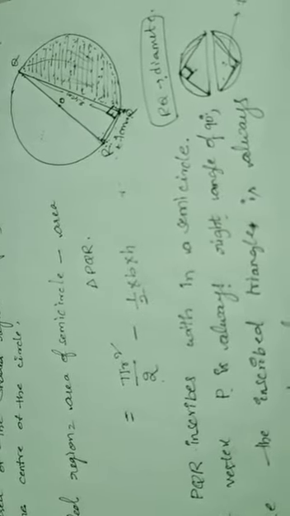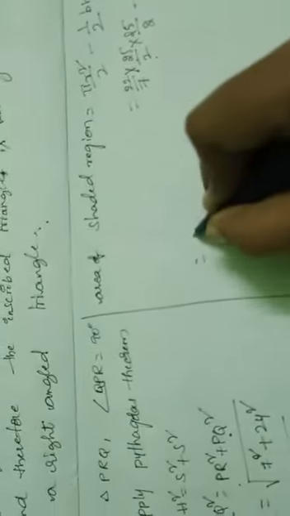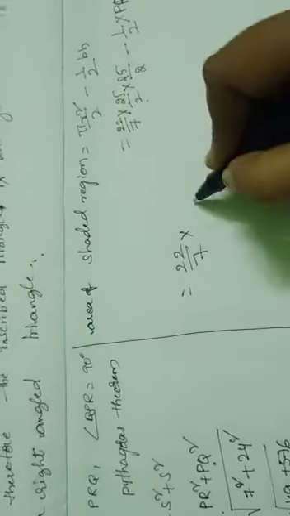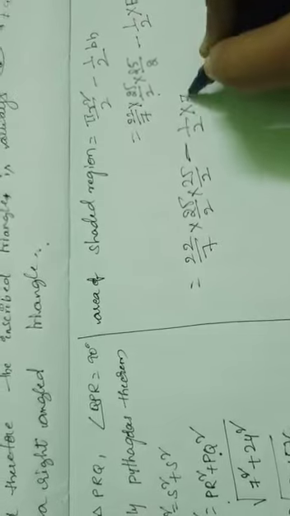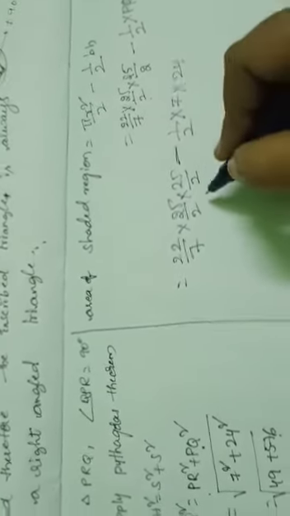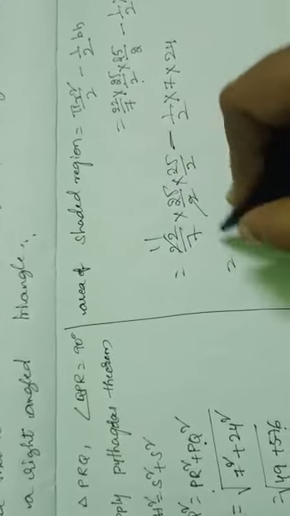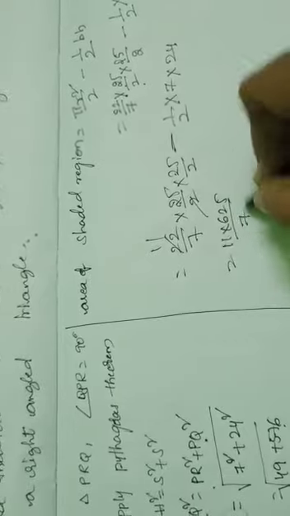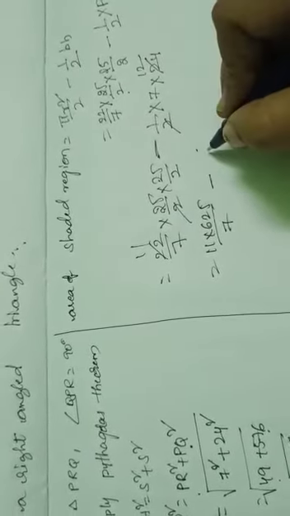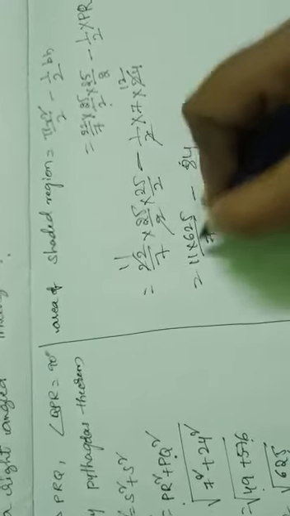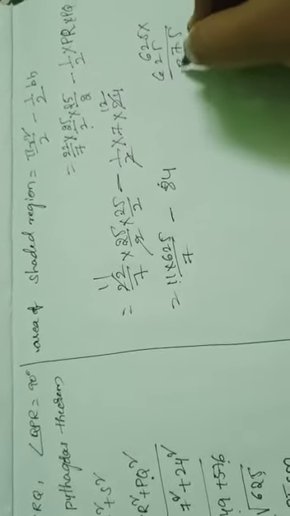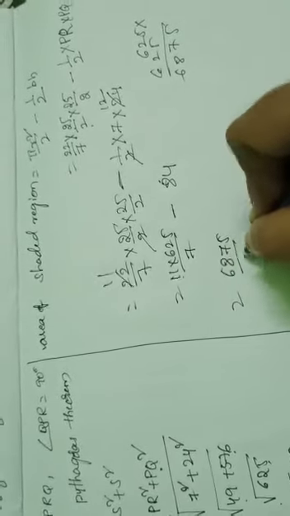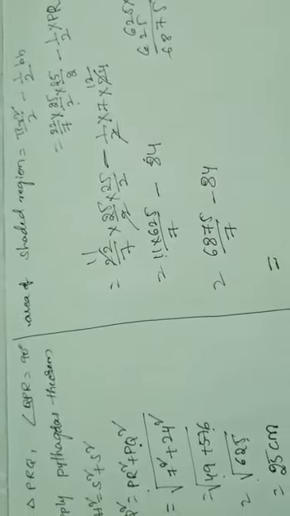So half into PR into PQ, which equals 22 by 7 into 25 by 2 into 25 by 2 minus half into PR, which is 7 centimeters, into PQ, which is 24 centimeters. 2 11s, 25 into 25, 625 by 7, minus 2 ones, 2 12s. 7 12s are 84. 625 into 11, 6875 by 7 minus 84.